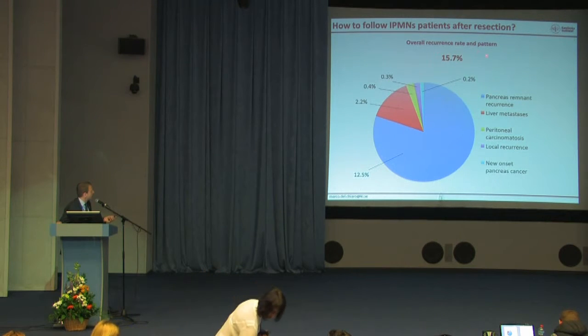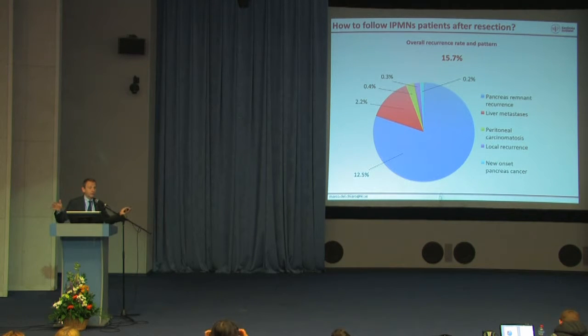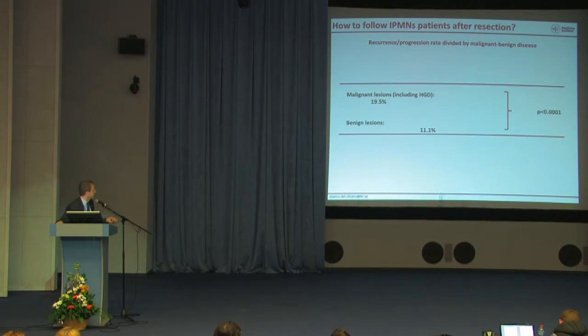And the overall rate of recurrence, including every kind of recurrence, was 15.7%, including even, as you see, metastasis. So recurrence here, we put together in these slides every kind of recurrence for cancer, IPMN, for recurrence as an IPMN in the remnant, and so on. But when we look at the progression rate in the remnant, it's very interesting to see that the malignant lesions were associated with the highest progression risk compared to the benign one.